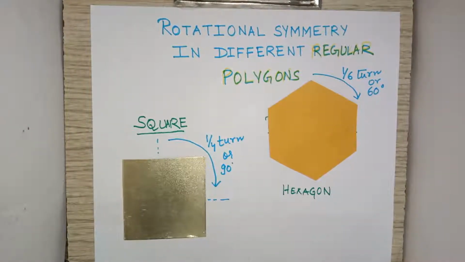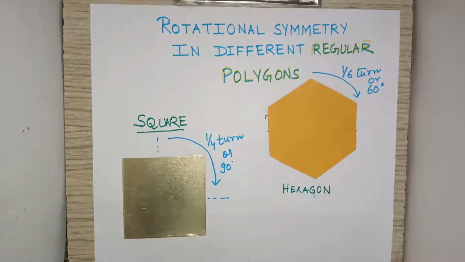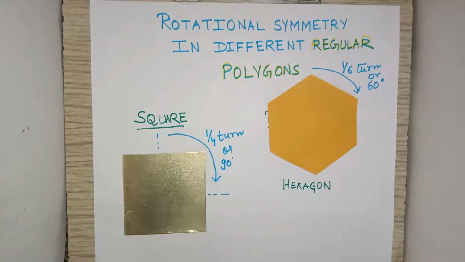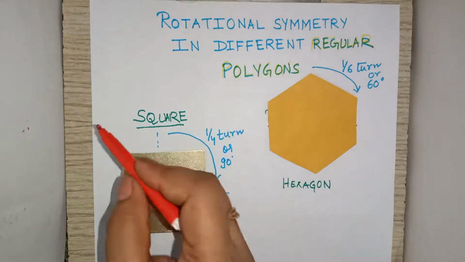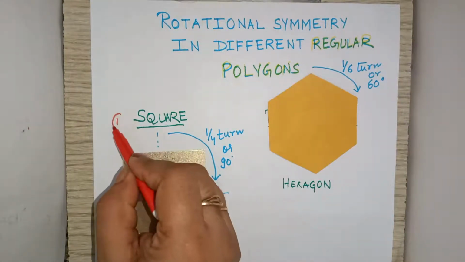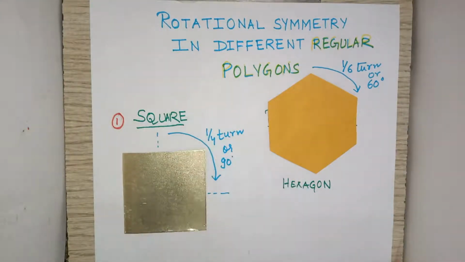Children, here I am going to explain rotational symmetry in different regular polygons and irregular polygons. So look here children, our first shape is this square. You can see here we have one square and this is a regular polygon. So I am writing one over here. As you all know, this is a regular polygon.